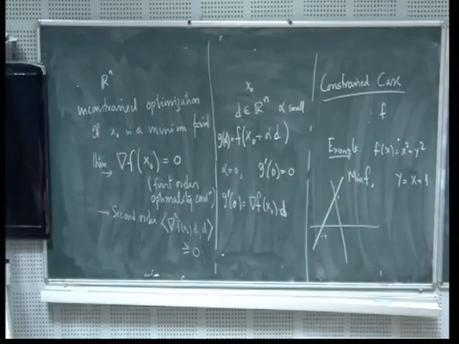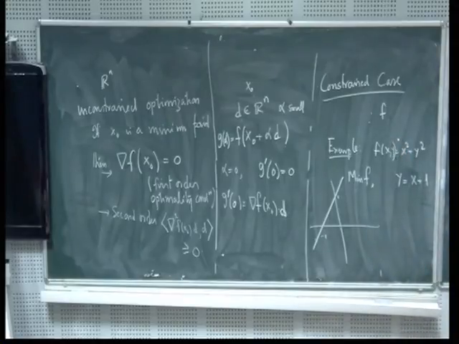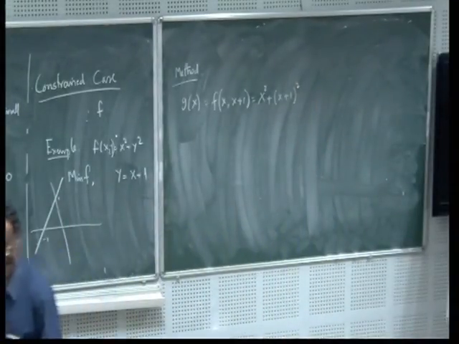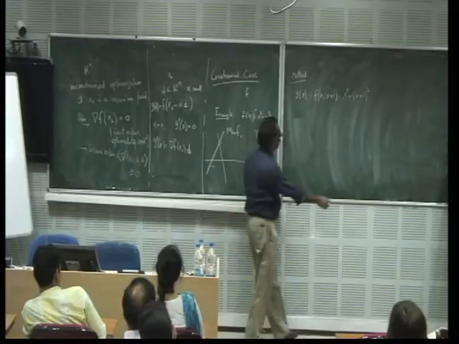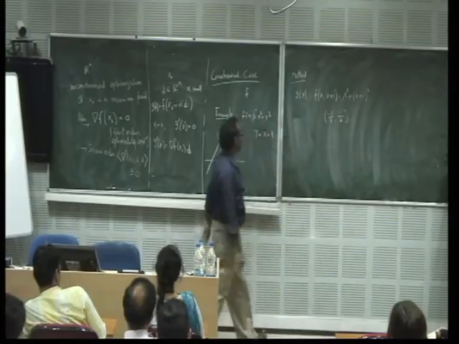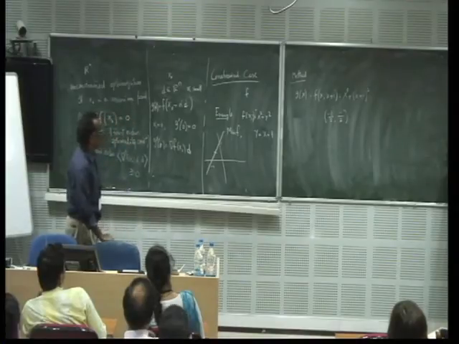In the reduction method, I reduce the variable. Since the constraint is in a nice form, I can reduce it and define g of x equal to f of x, x plus 1, which is x square plus x plus 1 whole square. So it's a one-dimensional problem. You do g prime and find that the minimum is achieved at x equal to minus half. You can quickly do that.